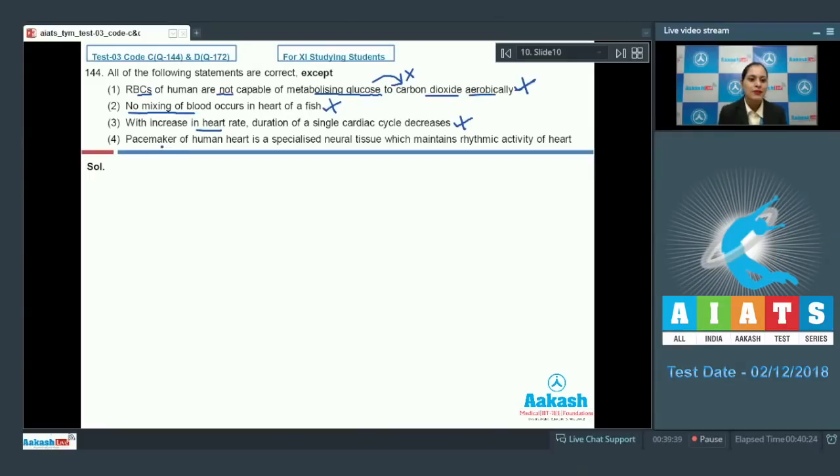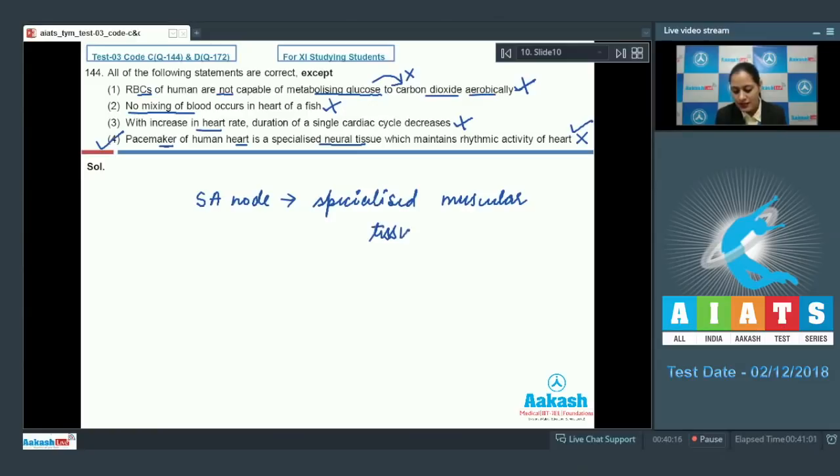The last statement is pacemaker of human heart is a specialized neural tissue which maintains rhythmic activity of heart. And this is an incorrect statement and is a correct answer to our question because the pacemaker of human heart, which is also known as SA node, it's a specialized muscular tissue rather than neural tissue, and it maintains the rhythmic activity of heart. So the correct answer for this question is option number 4. Let's proceed to the next question.